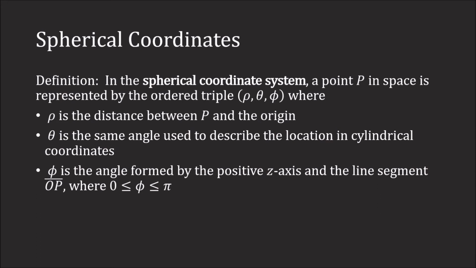So in the spherical coordinate system, a point P in space is represented by the ordered triple rho, theta, phi.